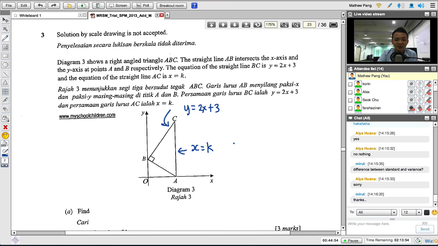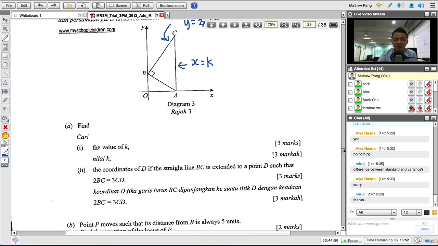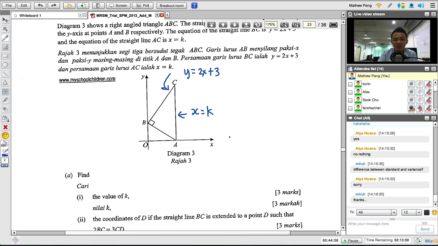This is all the information we have. We're going to start to find the value of k. This one is quite simple. If you want to find the value of k, what you need to do is find the straight line AB, because we know A is just the x-intercept of the straight line AB. Finding the straight line AB will be very simple.